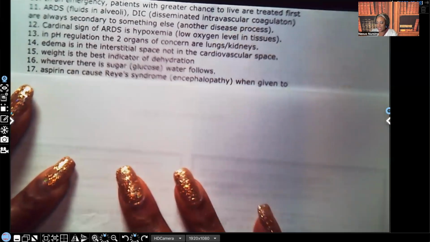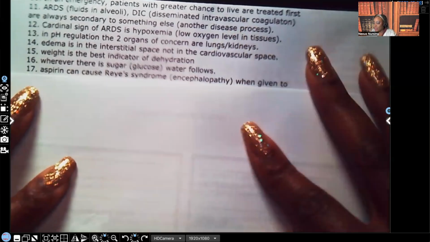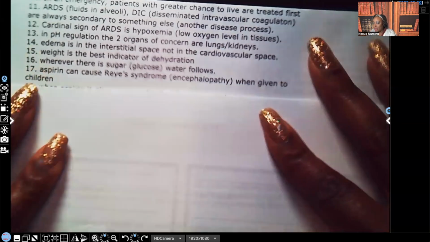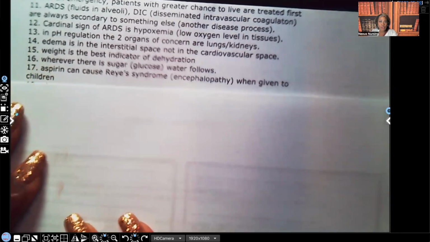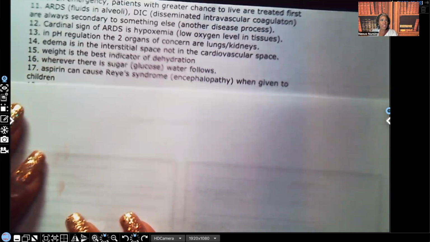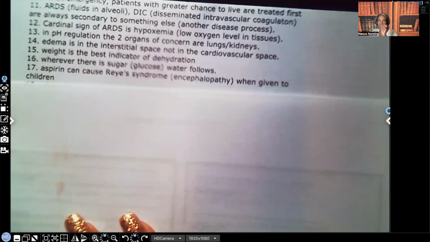Number 17, aspirin can cause Reye syndrome encephalopathy when given to children. We never give aspirin to children. If a child has a fever, they may get Tylenol. They may get acetaminophen, excuse me, generic. They may get acetaminophen. They may get Motrin, right?